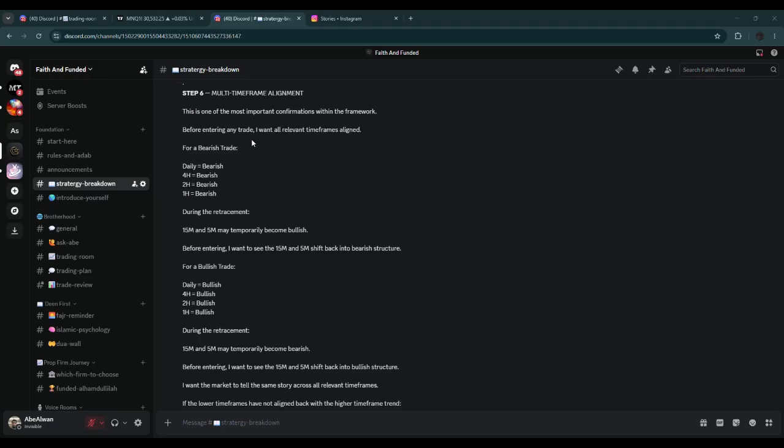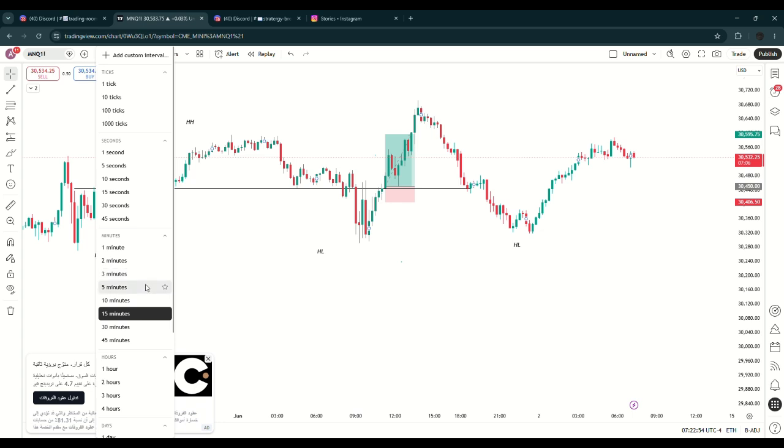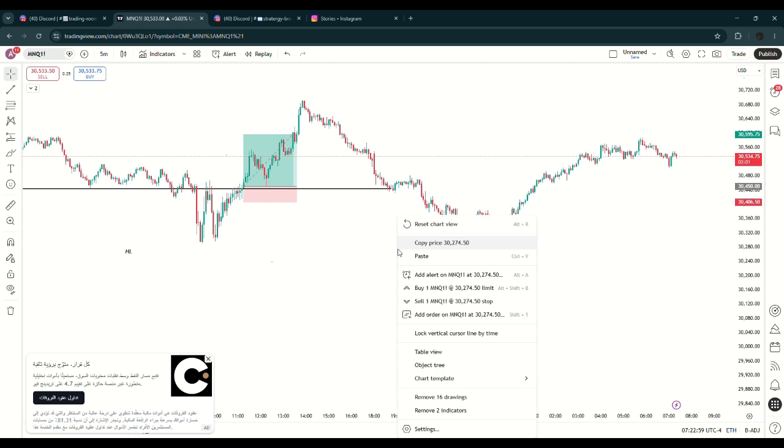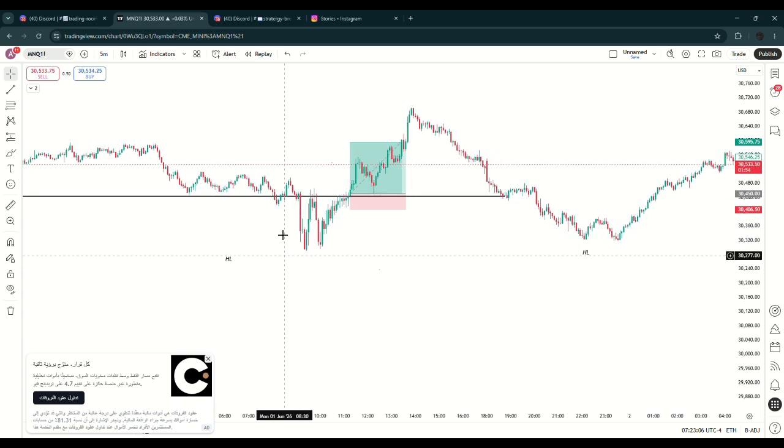Step six, multi-time frame alignment. We want to see every time frame on the chart align with each other. For this specific example, because we are looking for buys, we want to see the 15 and the 5-minute become bullish again. Let me go down to the 5-minute because it's clear. The 1 hour, the 4 hour, the 2 hour are all already bullish. All that's left is the 15 and the 5-minute, after they retraced. Because it became bearish, now we want to see it become bullish.